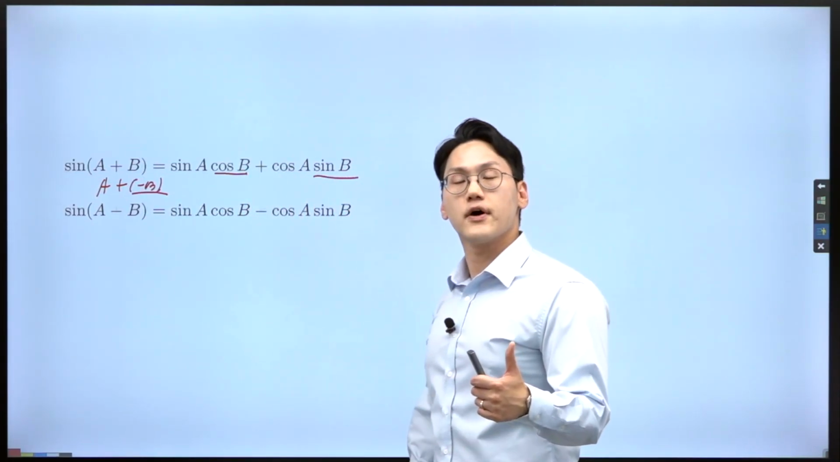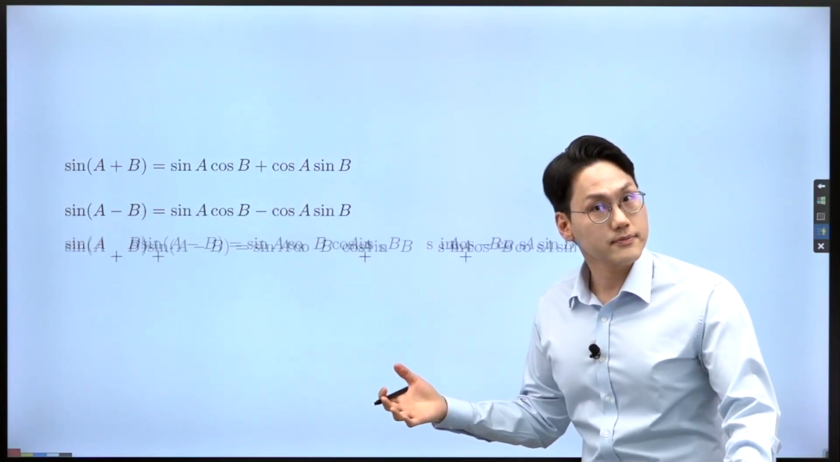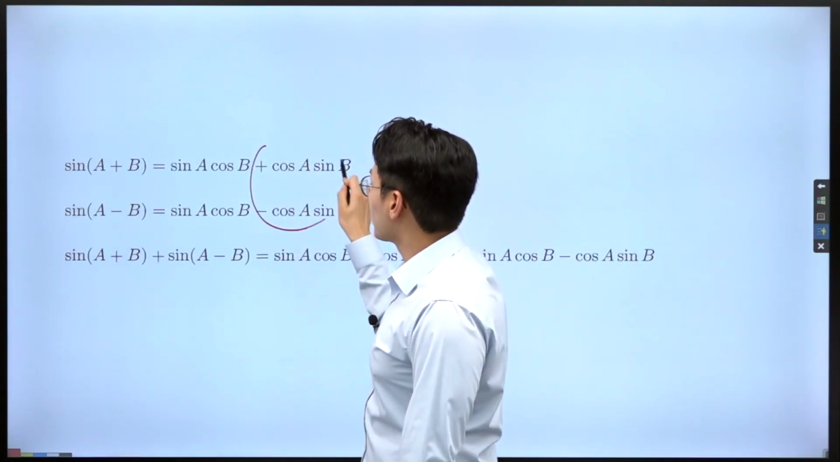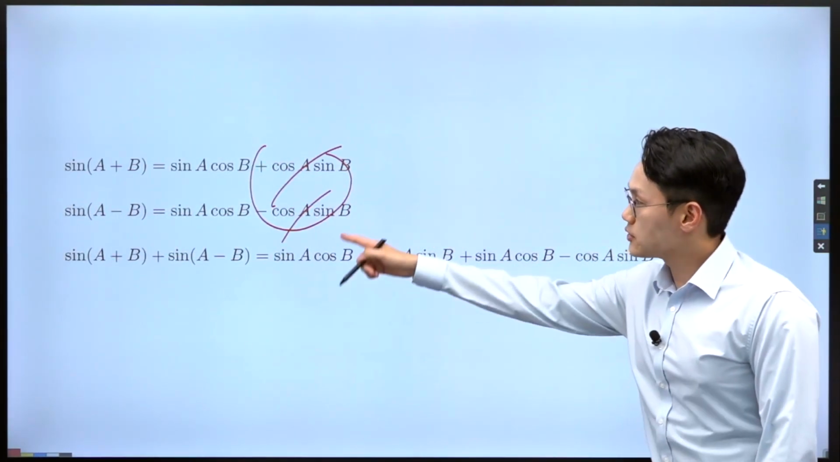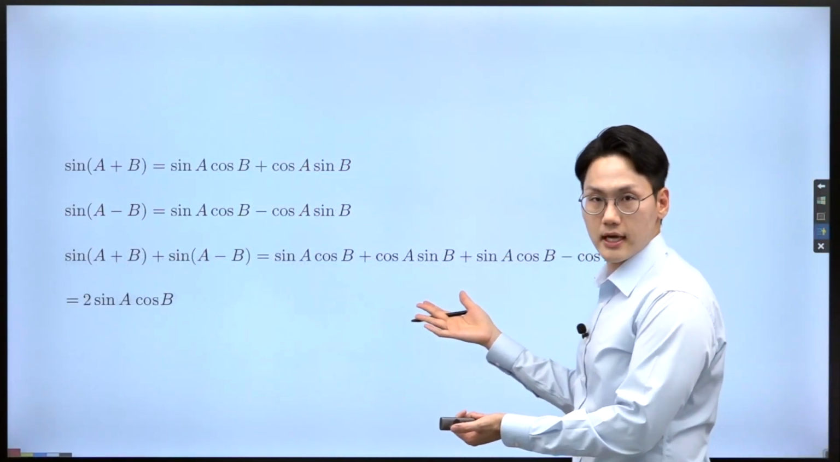And because sine is an odd function, it's going to come out as negative, no problem. So between these two, let me add them together. Those alternating terms will cancel out, you see? And the same sign terms, we actually get double, no problem. So I get twice sine A and sine B.